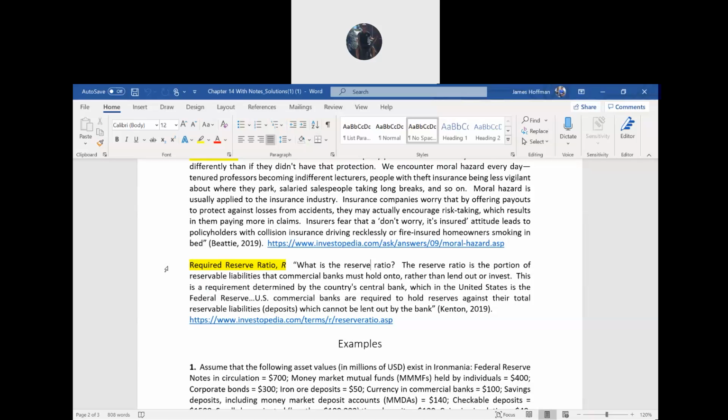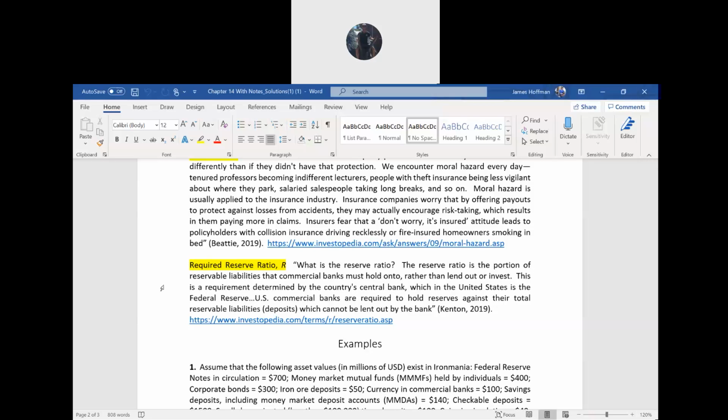Okay, so what's the reserve ratio? It's the portion of reservable liabilities that commercial banks must hold rather than lend out. Okay, so this is determined by the central bank, the Federal Reserve, and so banking institutions are required to hold some of their reserves against their assets or deposits, which can't be lent out.